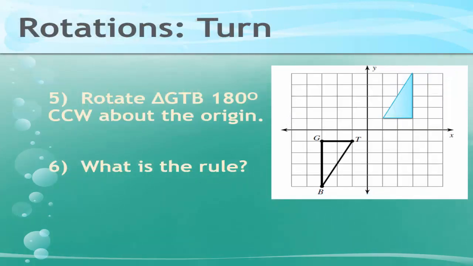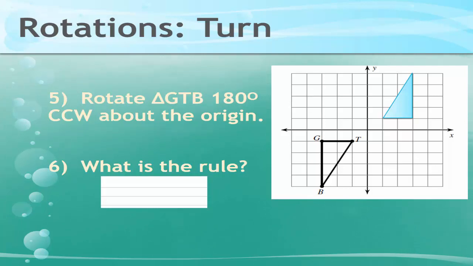Our next rotation for triangle GTB is a 180-degree counterclockwise rotation about the origin. And you'll see I've already shown you where the 180-degree rotation will end up with the blue image up on the screen. But we still want to be able to develop our rule and use our rule to find the ordered pairs. So the first thing we need to remember is what is the rule? The rule for a 180-degree rotation, which really doesn't matter if it's clockwise or counterclockwise because 180 degrees either direction sends you to the same spot.